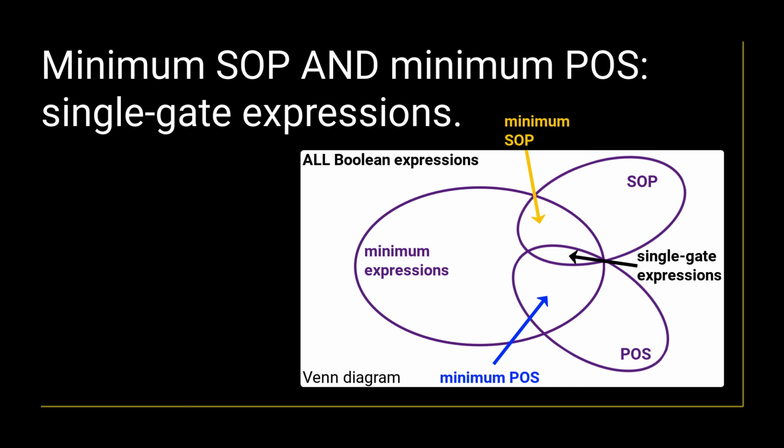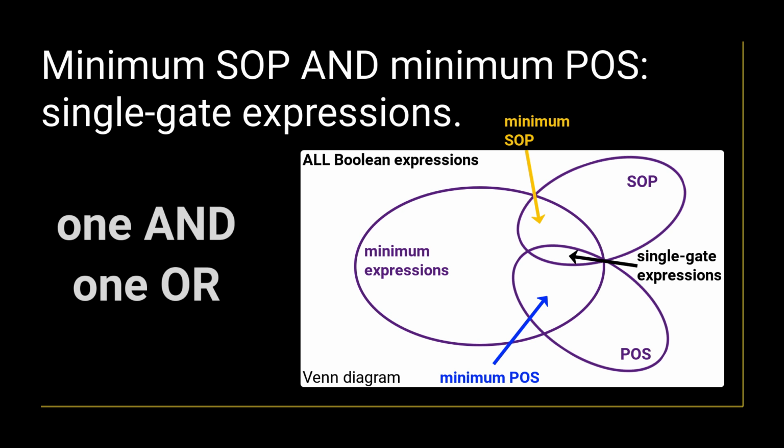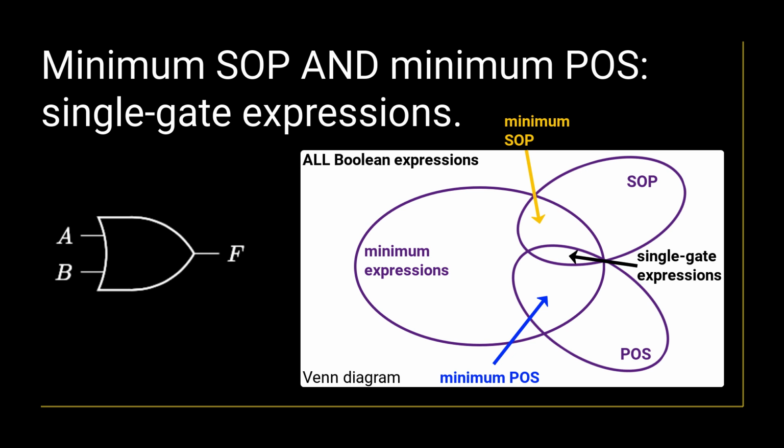There is a small overlap between minimum SOP and minimum POS expressions. Any expression that only uses a single AND or a single OR gate is both minimum SOP and minimum POS. A plus B, for example, is both minimum SOP and minimum POS.